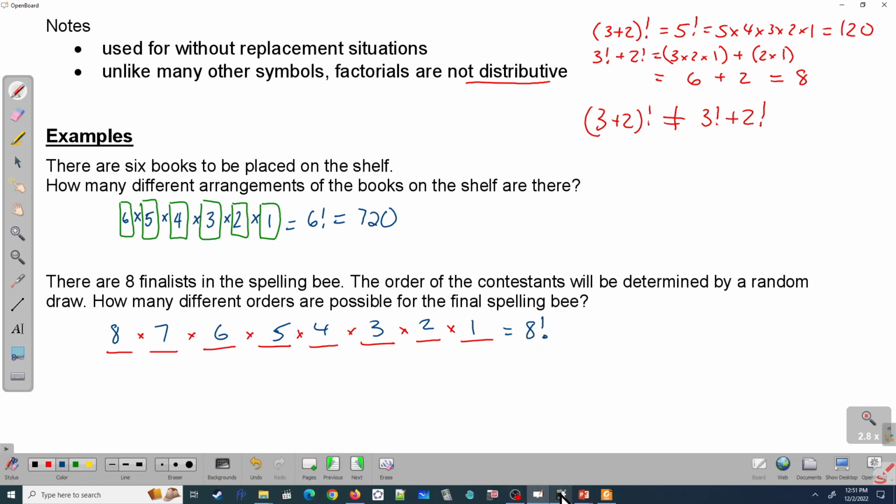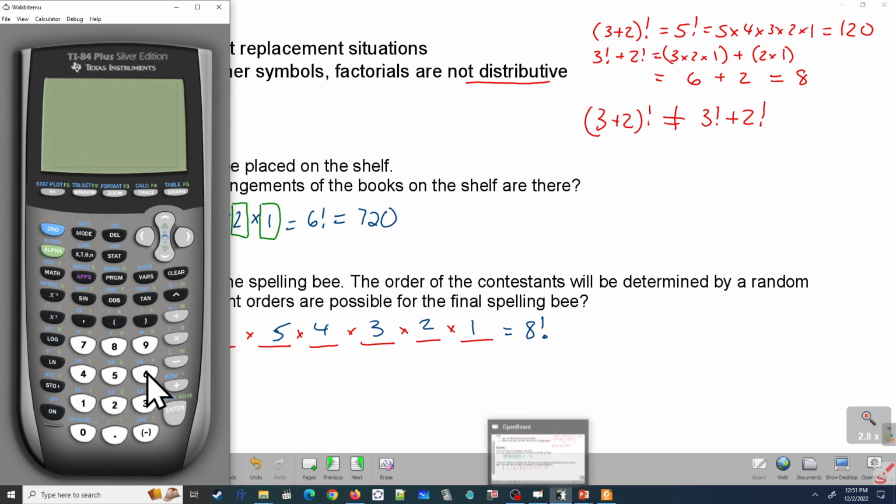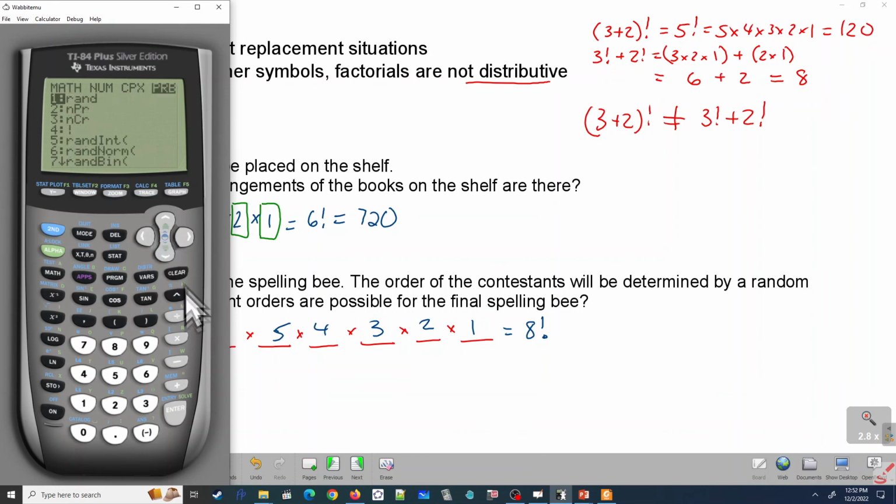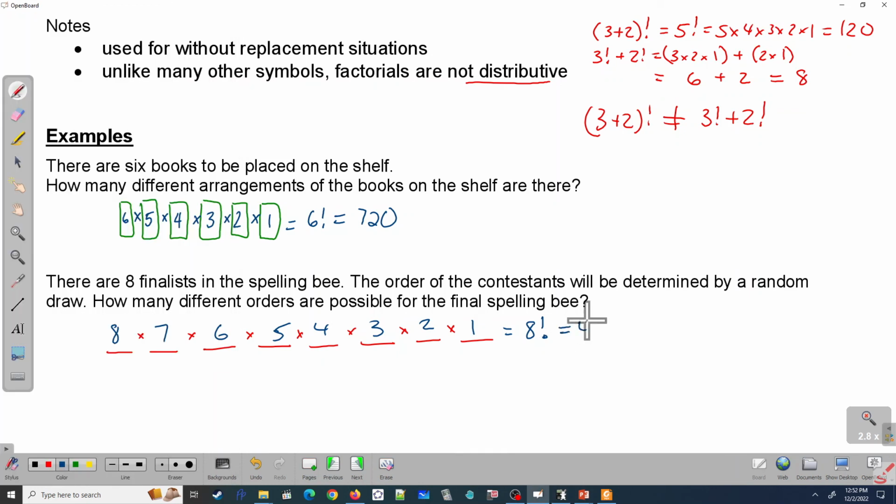And so let's go ahead and do this problem on the calculator, and the prior problem. So let's do the 6 factorial: 6, math, over to probability, and choose number 4, 720. And then we go 8 factorial, and we come up with 40,320.